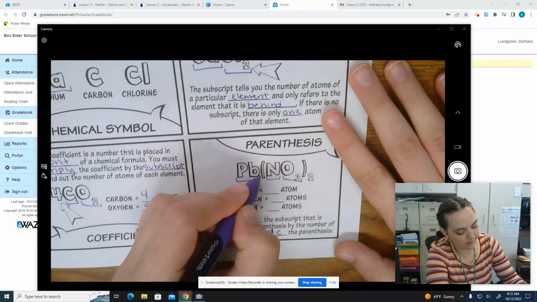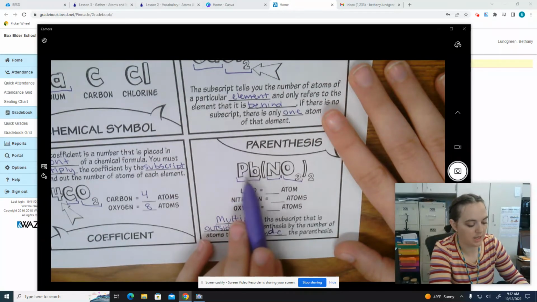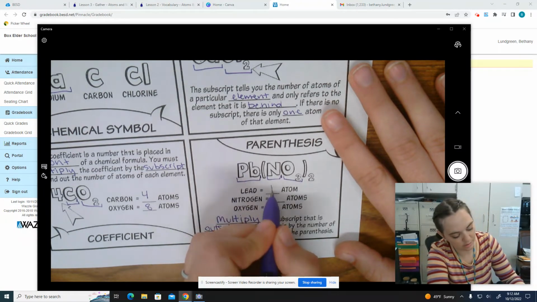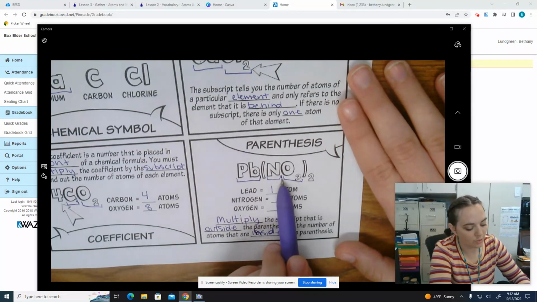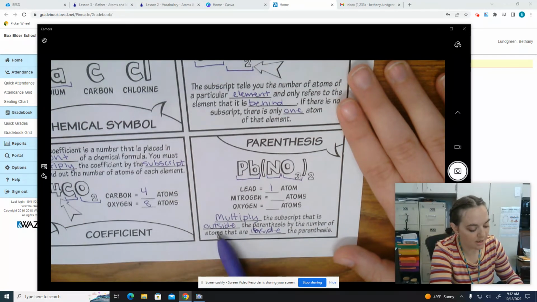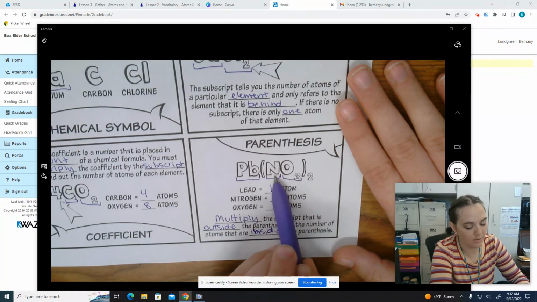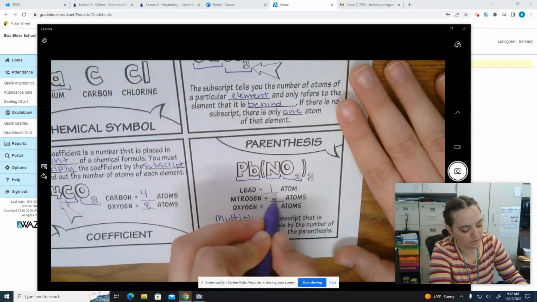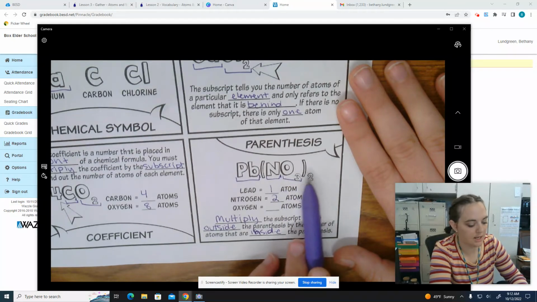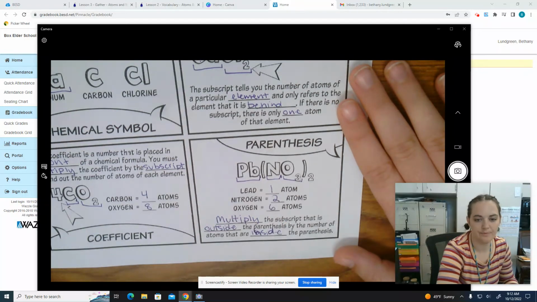Lead is a 1, right? When there's nothing, there's a 1, and there's a 1 right there too. So there's only one of this. It is not in a parentheses. There is no coefficient in the front, so that means there is just one of these. Nitrogen, there's 1 here, but look, it's inside the parentheses. And it says we're going to multiply the subscript that's outside with what's inside. So we have 2 on the outside, and we're going to multiply that by the 1 that's inside. So we have 2 nitrogen atoms. And then with oxygen, there's a 2 on the outside and a 3 on the inside, so we multiply 2 times 3, so there are 6 oxygen atoms.